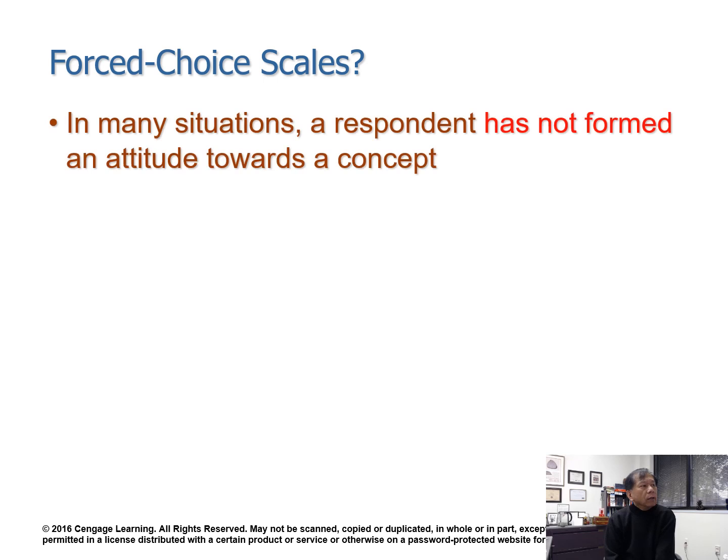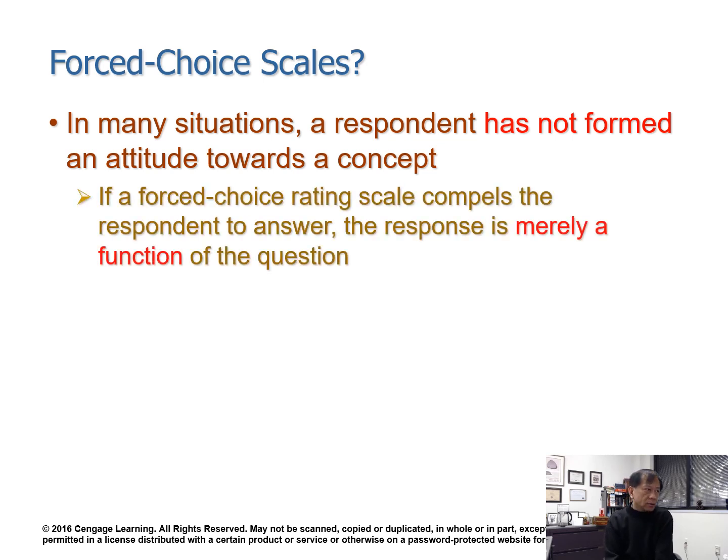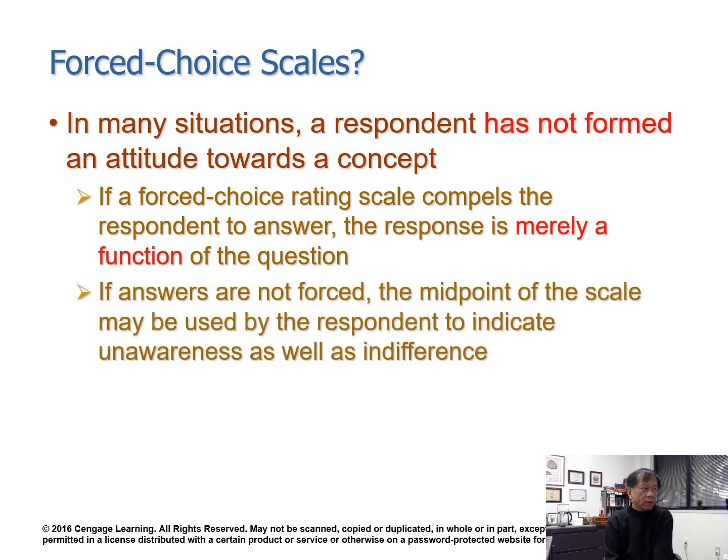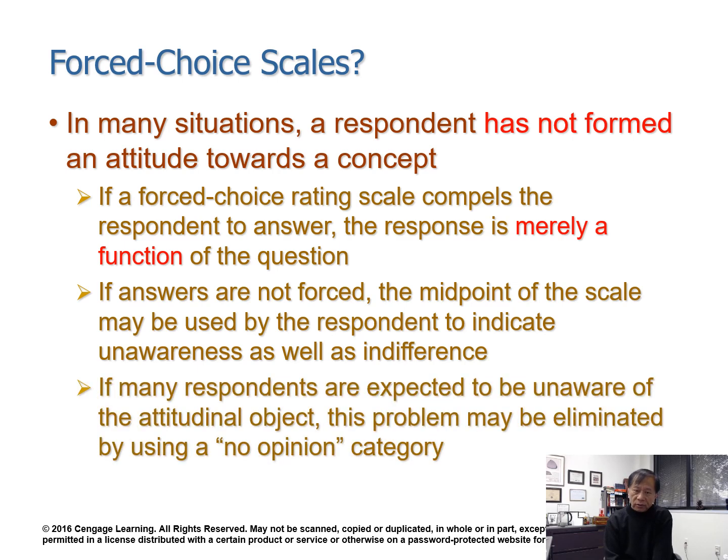Right? There are also forced choice scales. Right? In many situations, the respondent has not formed an attitude toward the concept. If a forced choice rating scale compels the respondent to answer, the response is merely a function of the question. It's only a function of the question. Okay? If answers are not forced, the midpoint of the scale may be used by the respondent to indicate unawareness as well as indifference. Okay? Also, if many respondents are expected to be unaware of the attitude object, the problem may be eliminated by using a no opinion category. Right?